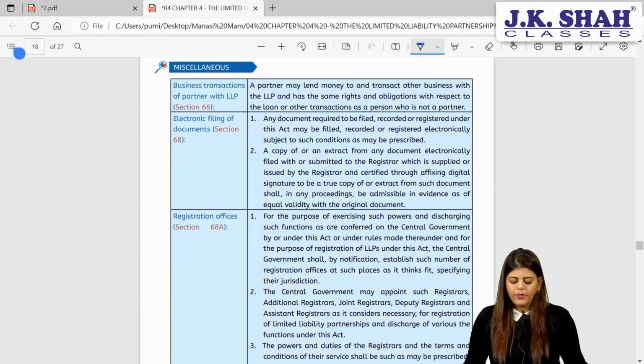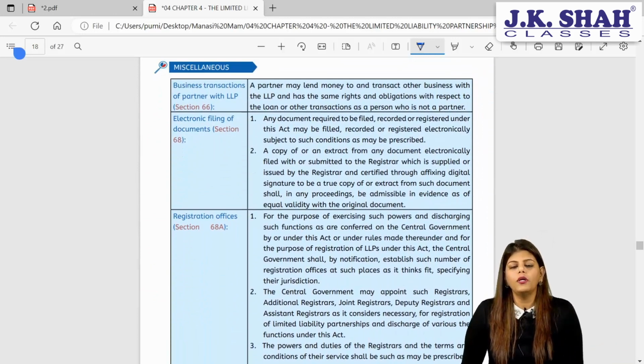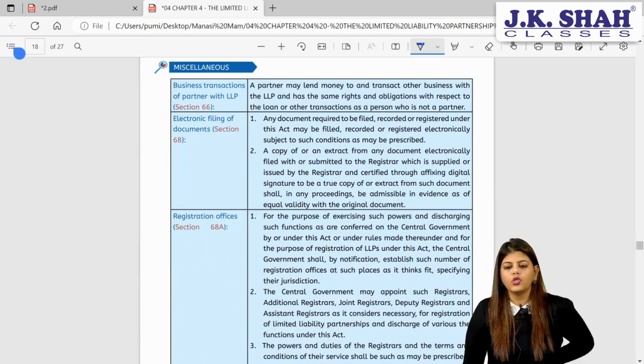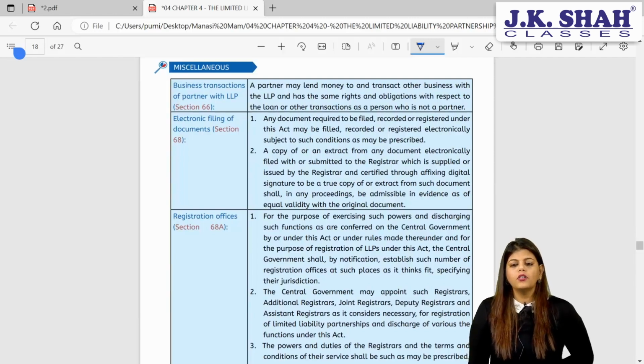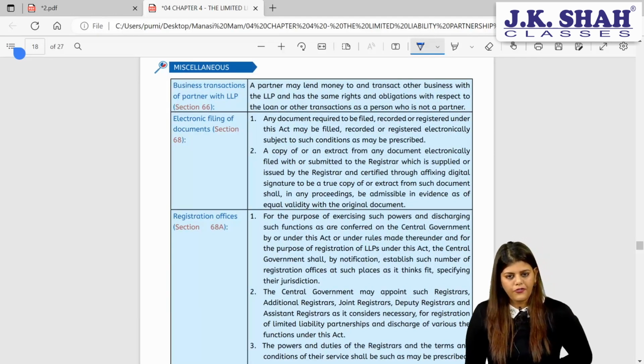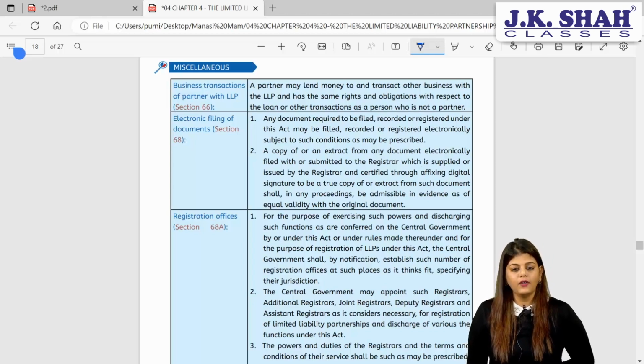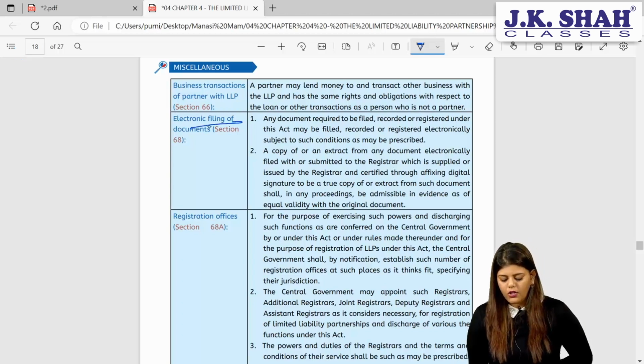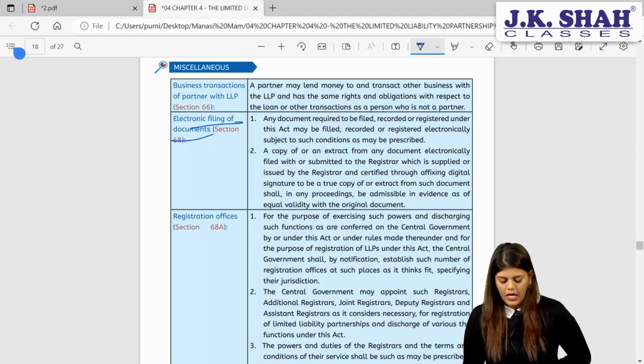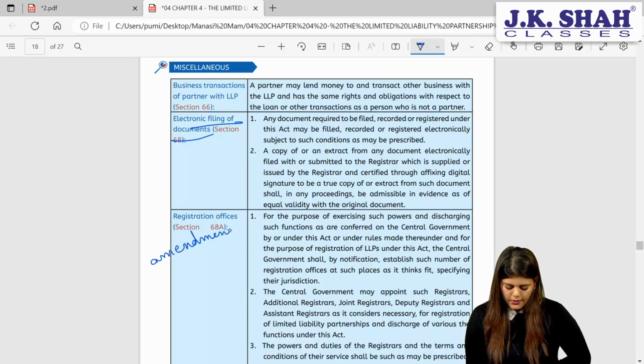Miscellaneous is quite simple. Can a normal partner enter into any transaction with the LLP? Yes, because the LLP is different and the partner is different. And when the LLP Act was made, it was 2008. So at that time, the electronic system was started. So they can file all the documents electronically. This is an amendment. They have inserted it.